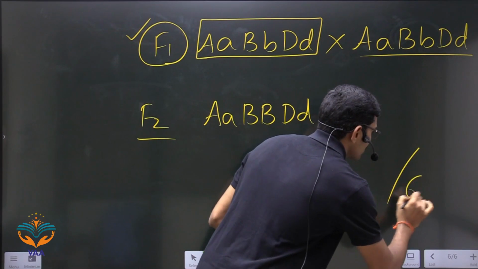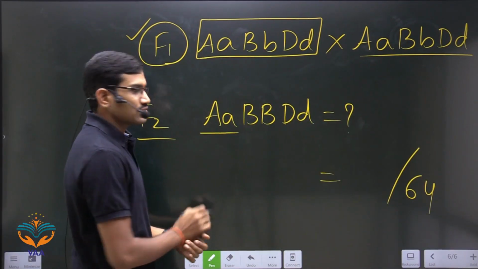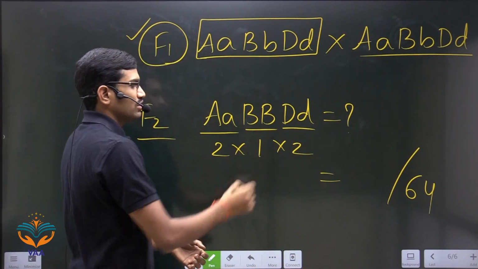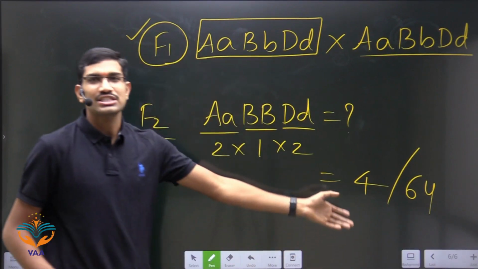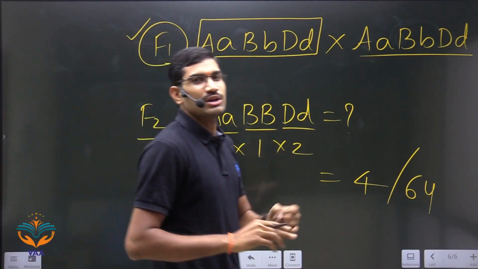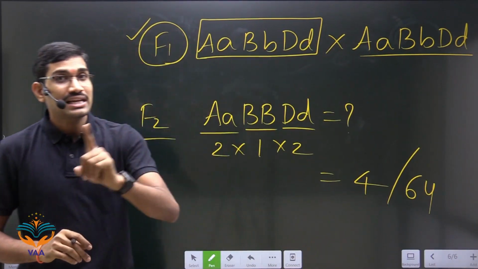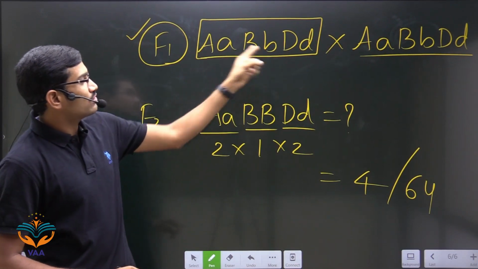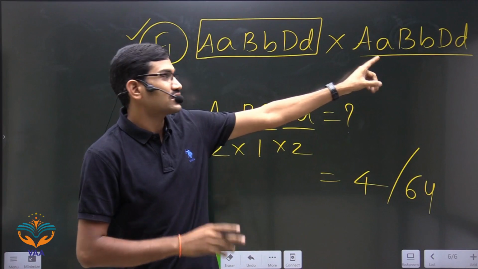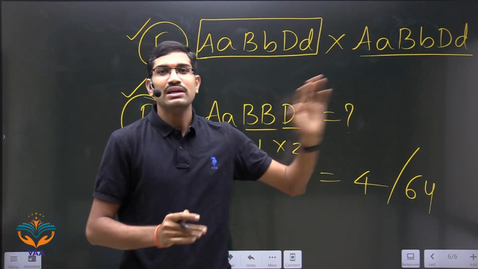So out of 64, it is fixed. Now here it is heterozygous, 2, into homozygous, 1, into 2. So 2 into 1 into 2 will be 4. 4 by 64 are formed. Understood? So in this way, suppose they are directly asking based on a monohybrid, dihybrid, or trihybrid cross, where once again I am telling you, all of these are heterozygous for all the characters, and we are talking about the F2. In that case, you can directly apply it like this.